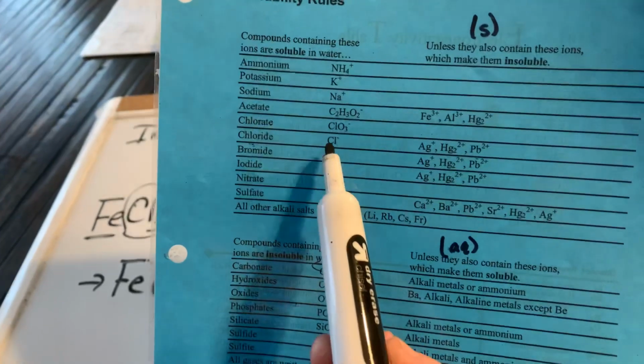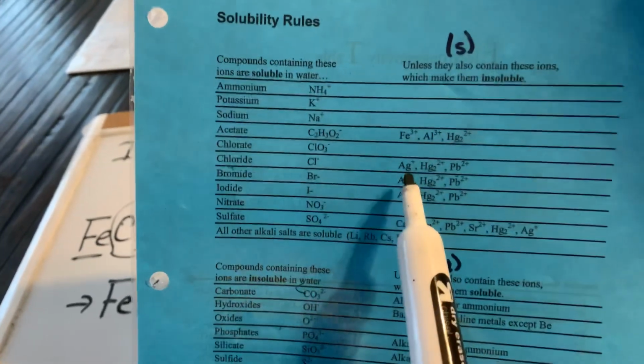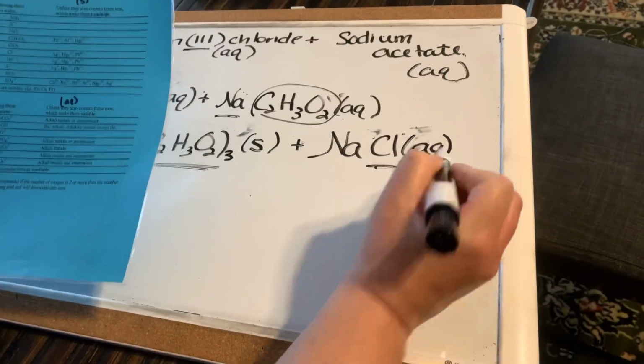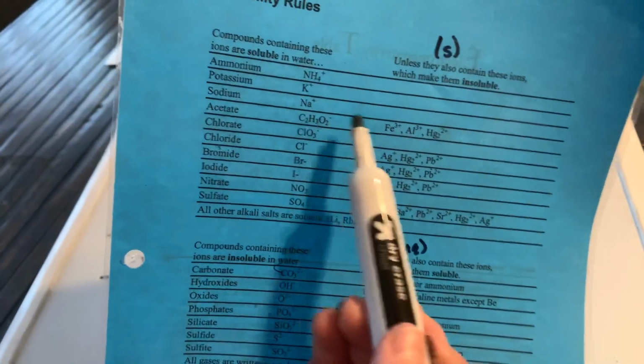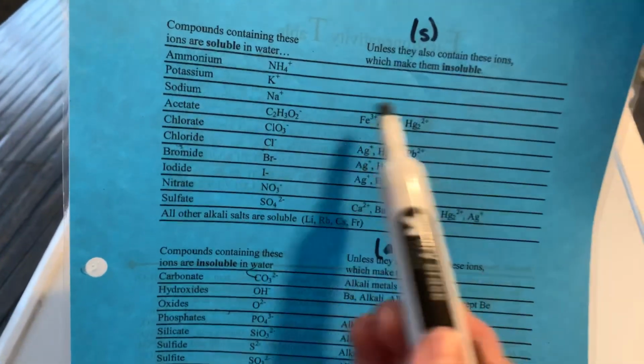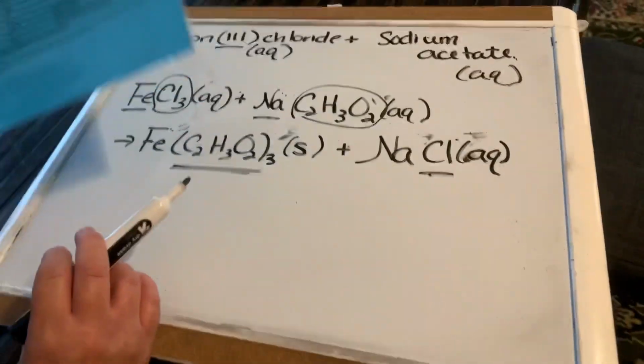Chlorine is aqueous unless it's with Ag, Hg, or Pb plus 2. It's with Na, so it's aqueous. The other thing you could have done, because sodium is here, is remember that sodium doesn't have any exceptions. It's always soluble. So that means that would have been aqueous anyway.